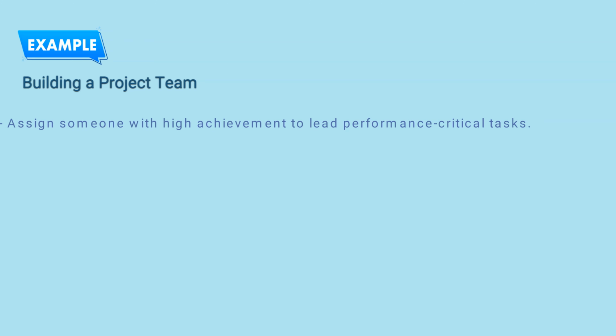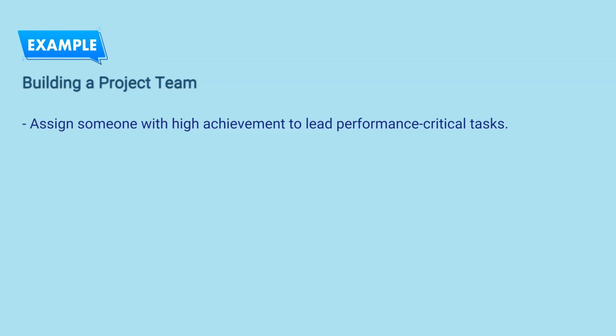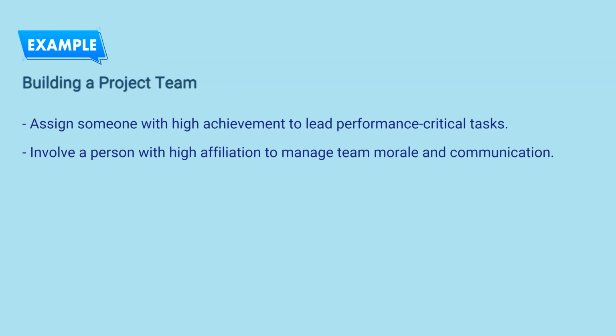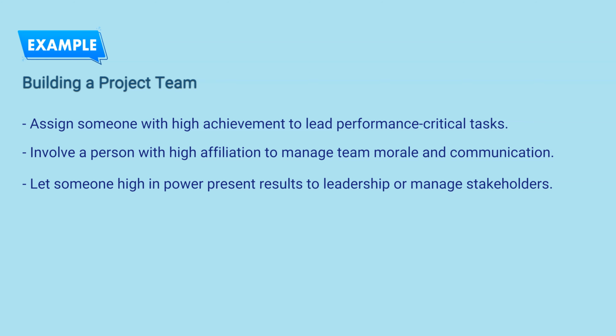Example, building a project team. Assign someone with high achievement to lead performance-critical tasks. Involve a person with high affiliation to manage team morale and communication. Let someone high in power present results to leadership or manage stakeholders.